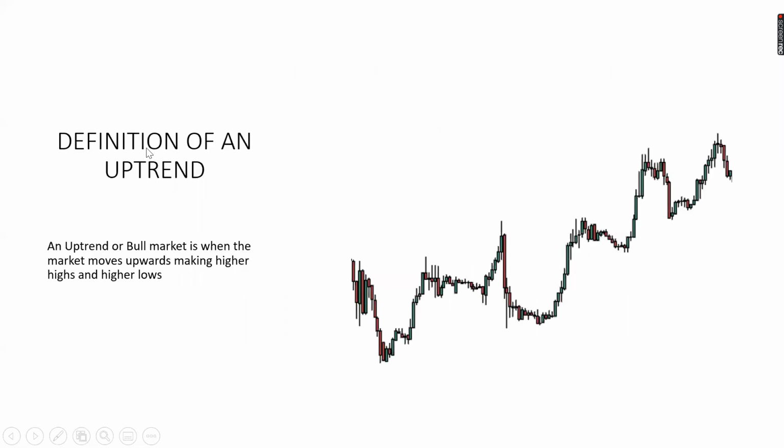All right. Definition of an uptrend. Okay. An uptrend, or what we also call the bull market, is when the market moves upwards, making higher highs and higher lows, right? Higher highs and higher lows.